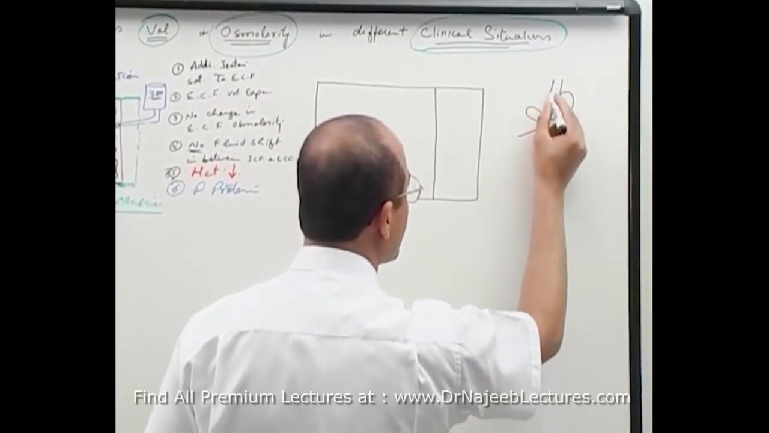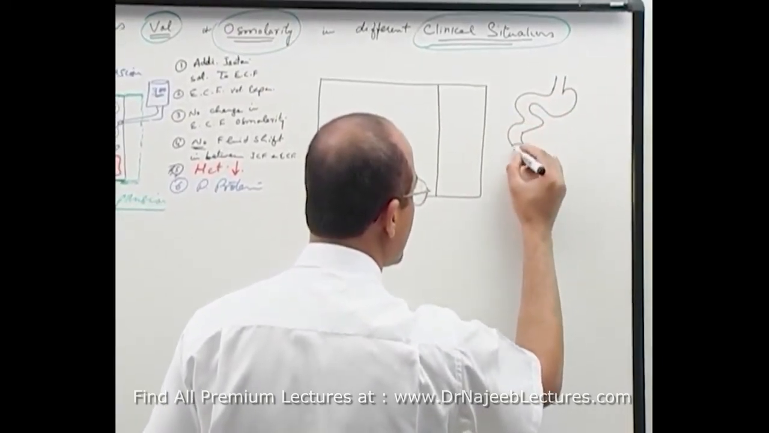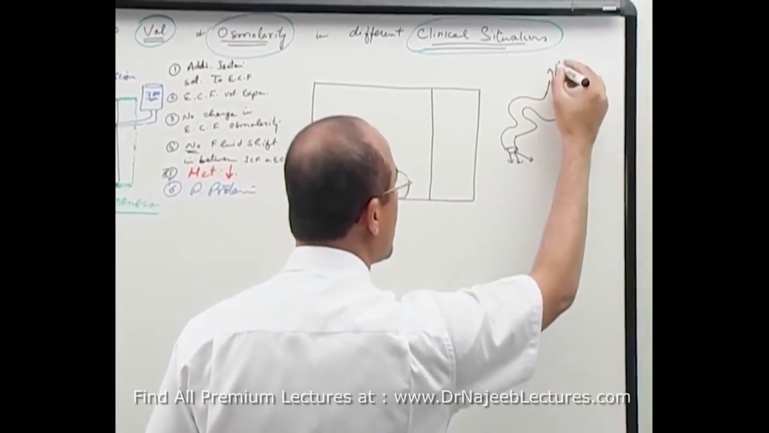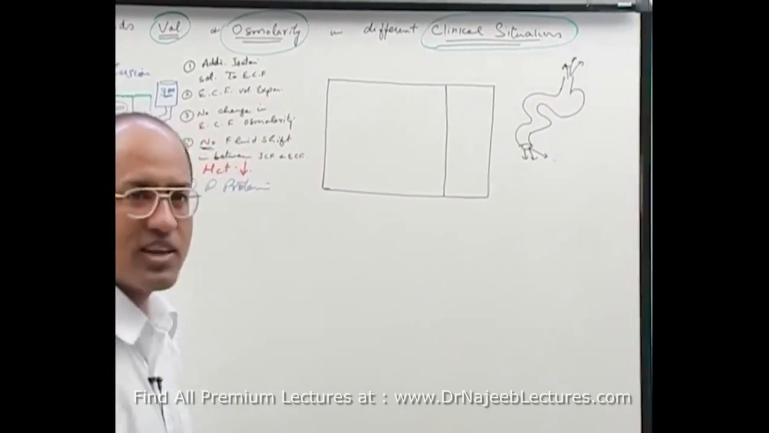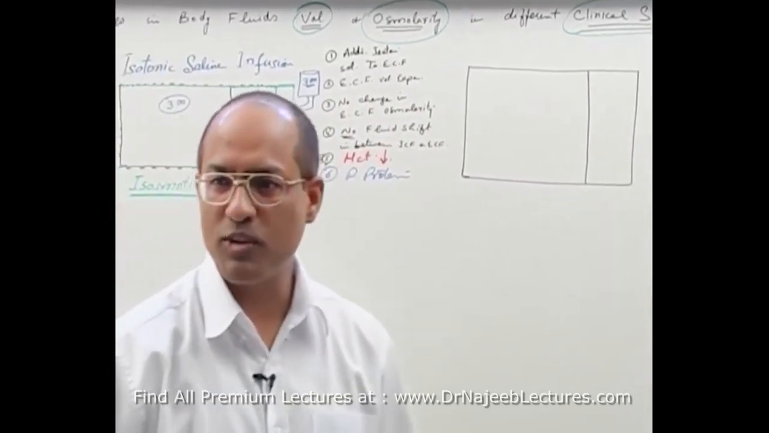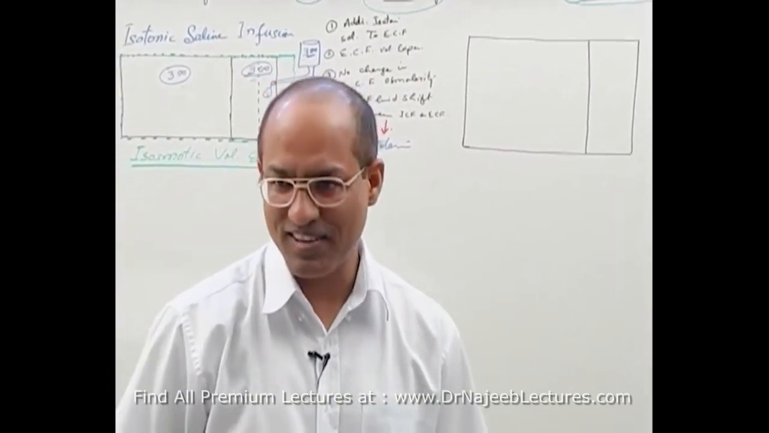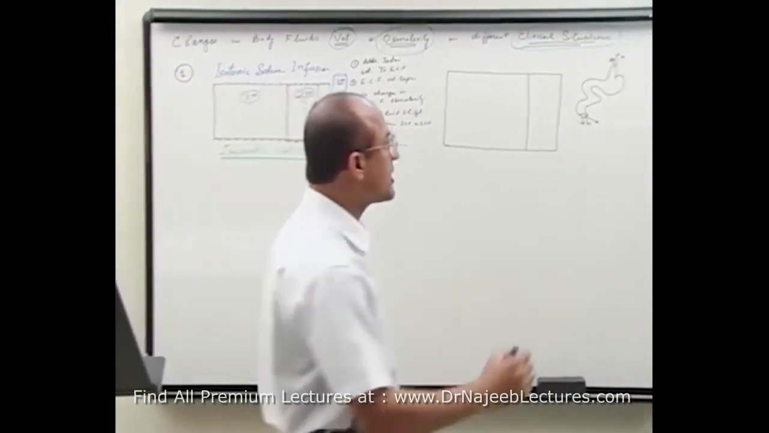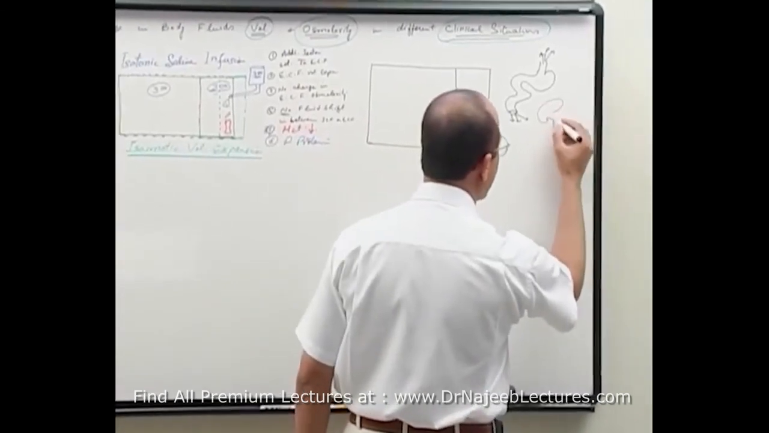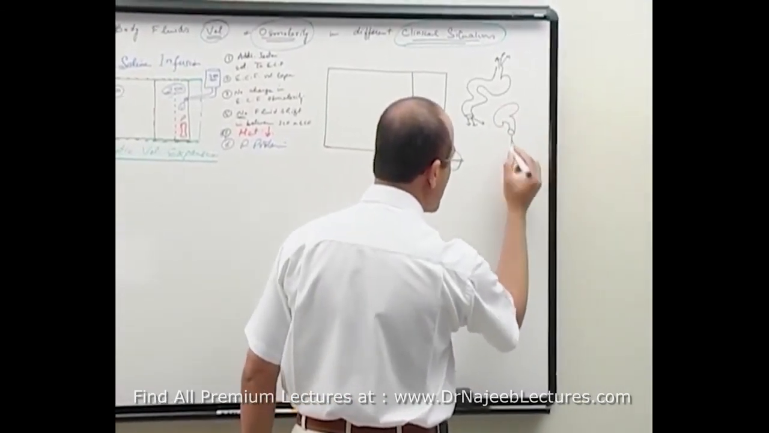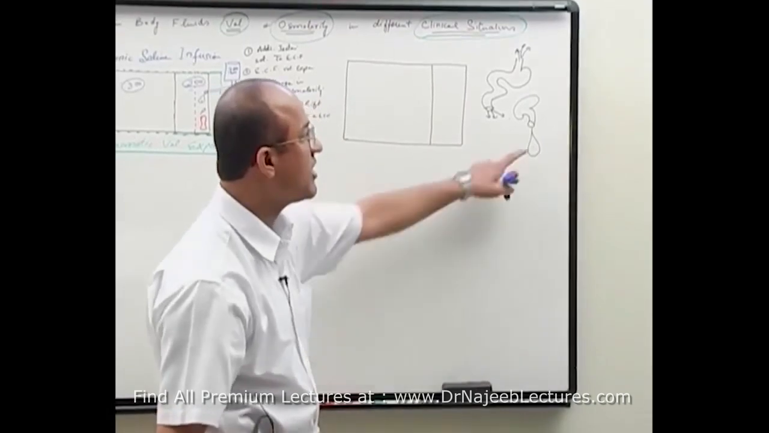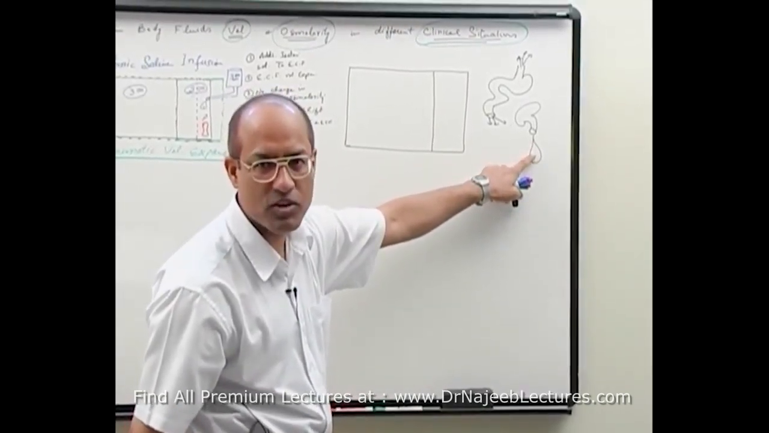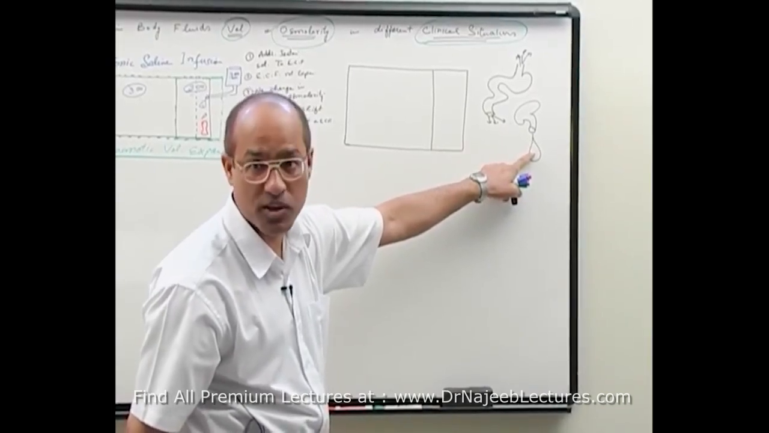So let's suppose your patient has diarrhea, explosive diarrhea, or he has vomiting or both situations. Patient has diarrhea or vomiting. He is losing the fluid with solute. Is that right? Another isotonic loss is that your kidney is making urine. Listen, kidney is making urine, and urine osmolarity is the same as blood osmolarity. It means kidney is making isotonic urine.